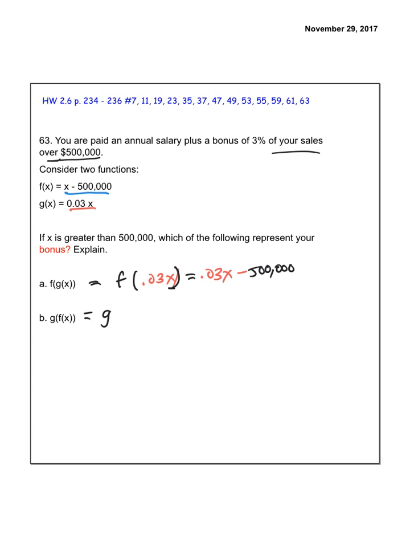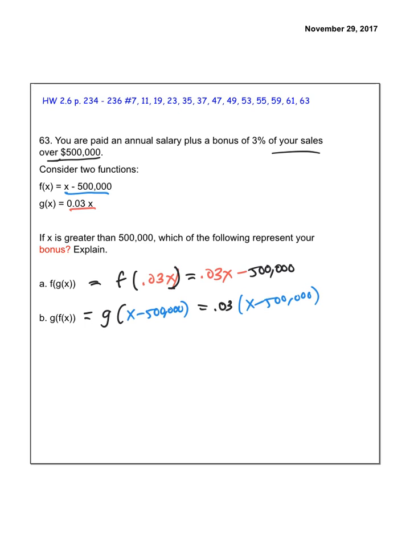Next, let's go ahead and do g of f of x. F of x is x minus 500,000. And that means everywhere in the g function that we see x, we're going to substitute in x minus 500,000. So that's going to give us 0.03 times x minus 500,000.